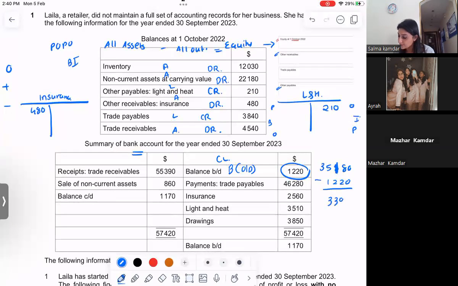So the balance brought down will be a liability because it's overdraft. Yes. Okay. So 35180 minus 1220. So 33840. 33960. I did it on my calculator. Three three nine six zero. Okay. Yeah.